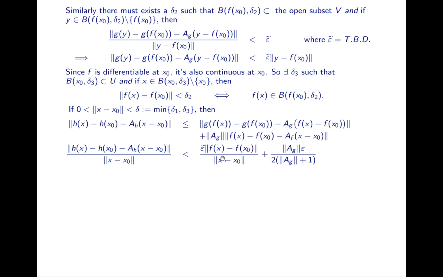f of x is playing the role of y, minus f of x naught, over x minus x naught. And of course, this term we know is less than epsilon over 2 times the norm of A_g, again plus 1 just in case the norm of A_g is 0. Now notice the norm of A_g divided by the norm of A_g plus 1, that's less than 1. So I just get epsilon over 2. To this term here, to make it as small as I like, I'm going to add and subtract 0. I'm going to add 0 by adding and subtracting the derivative of f at x naught times x minus x naught.